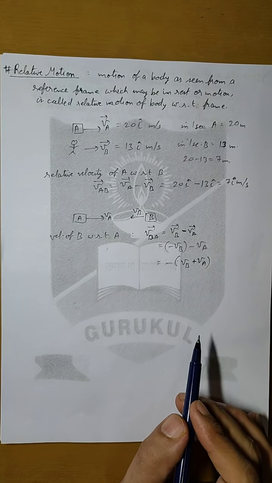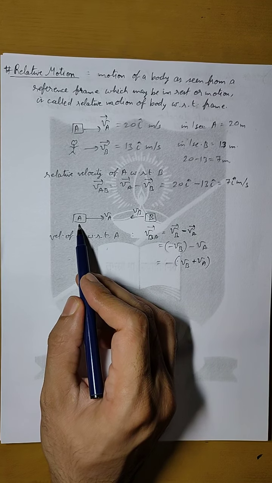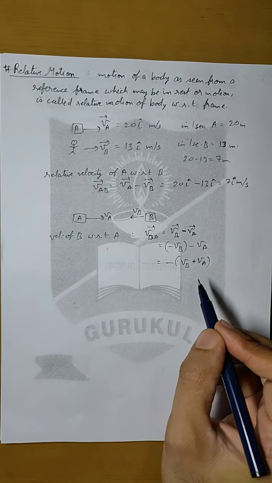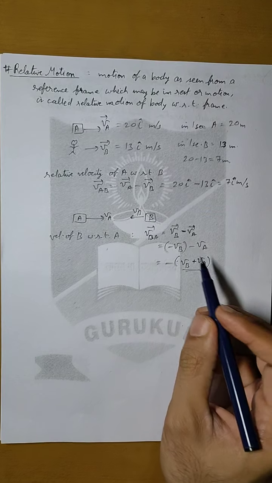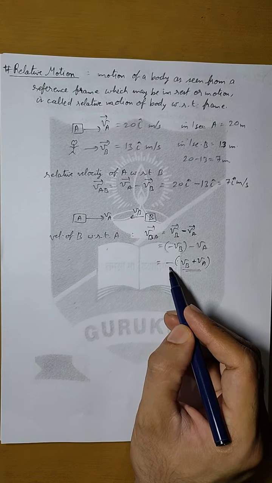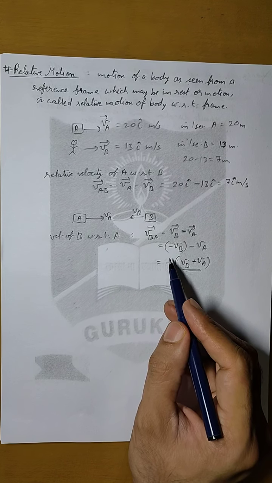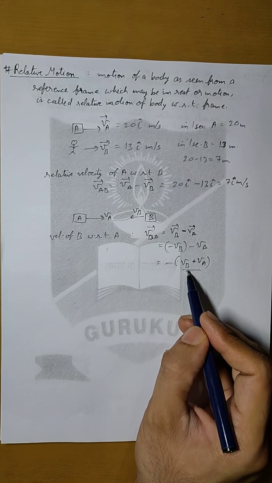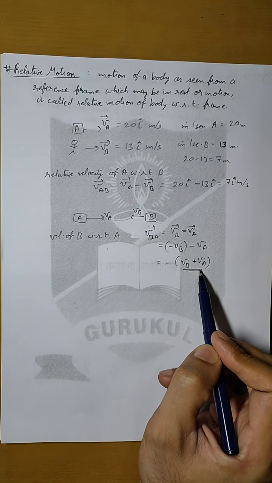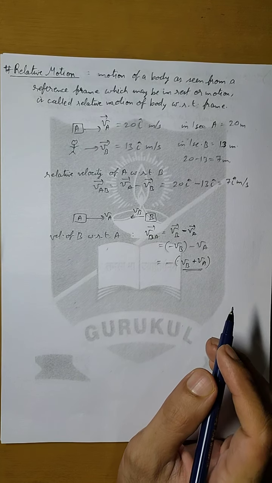What this means is that A will see B coming, because frame of reference is A. So A will see B coming towards him with a velocity of Vb plus Va, and since it is moving in the opposite direction, the minus direction, that's why the minus sign is there. So the minus sign is there just to show the direction. The relative velocity of B with respect to A will be equal to the sum of both the velocities. So that is what we did in one of the previous videos.